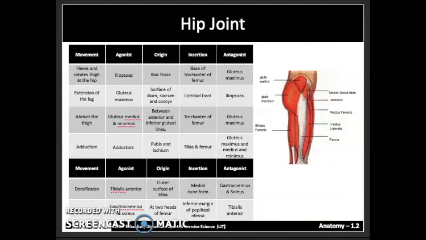As you can see in the diagram on the right of the hip joint, there are different movements that can occur, such as flexion, rotation of the thigh at the hip, extension of the leg, and abduction and adduction. Whilst in adduction, the agonist is the adductors, the origin is the pubis and ischium, the insertion is the tibia and femur, and the gluteus is the maximus and medius and minimus.